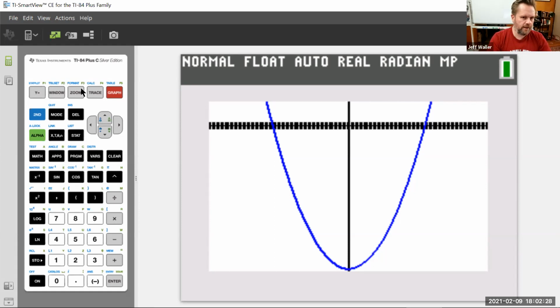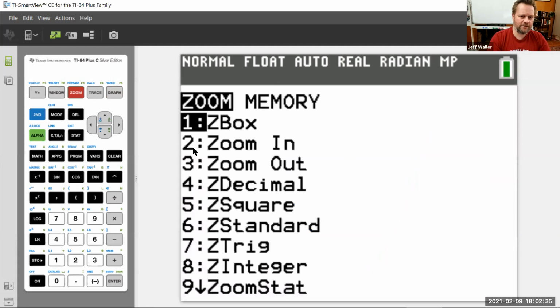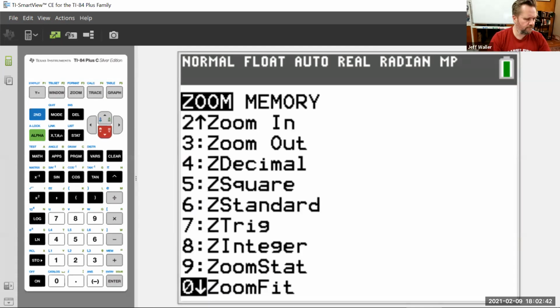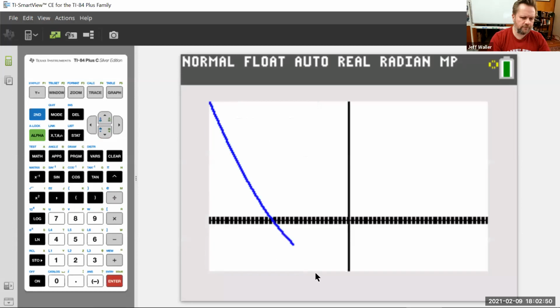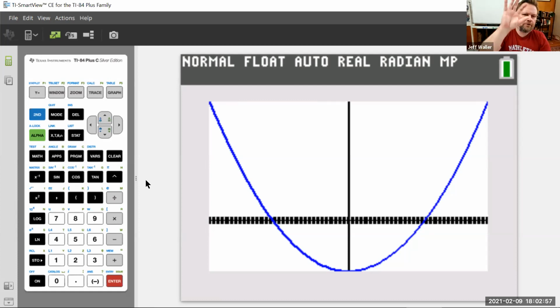Now, some of you know there's a zoom button I can use instead that does not always work well. There's actually a lot of great zooms. Zoom Box is one of my favorites. But if you scroll down, there's one called Zoom Fit. So let's see what Zoom Fit does. I have a feeling it's going to be a fat parabola that fits the whole screen. Yeah, that's pretty good. Sometimes Zoom Fit sucks, but it sort of does automatically what we just did by hand in the window.